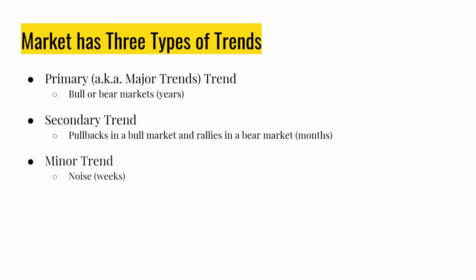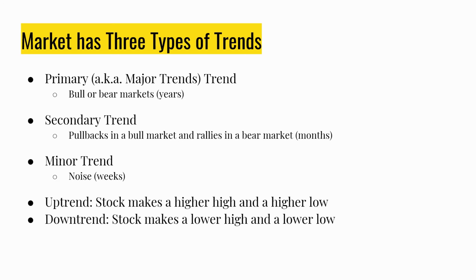The third type of trend is called a minor trend. The minor trend happens within a secondary trend, and Dow thinks that they're just noise as they only last for weeks and make no difference in the overall major trend. However, toward the end of this video, we will learn how this can be applied to trading futures. The three types of trend make up the general uptrend and downtrend. Dow defines an uptrend as when the stock makes a higher high and a higher low. He defines a downtrend as when the stock makes a lower high and a lower low.